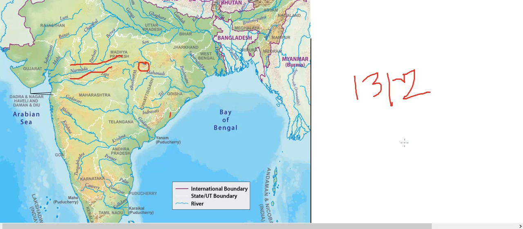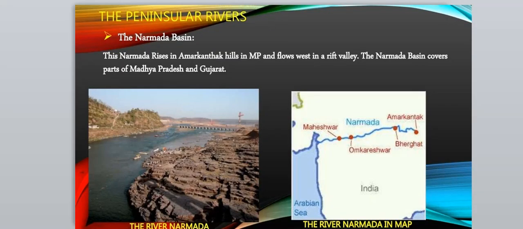It passes through three states: Gujarat, Madhya Pradesh, and Maharashtra. So it passes through Madhya Pradesh, Maharashtra, and Gujarat. Okay, so this was about the Narmada River.